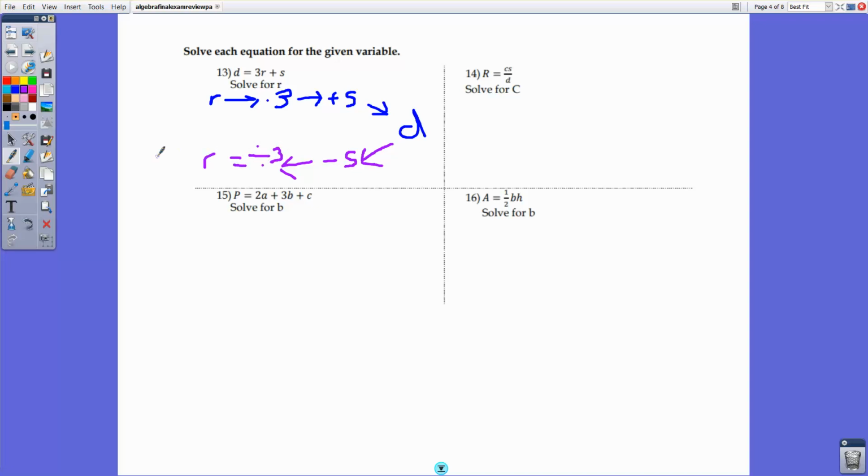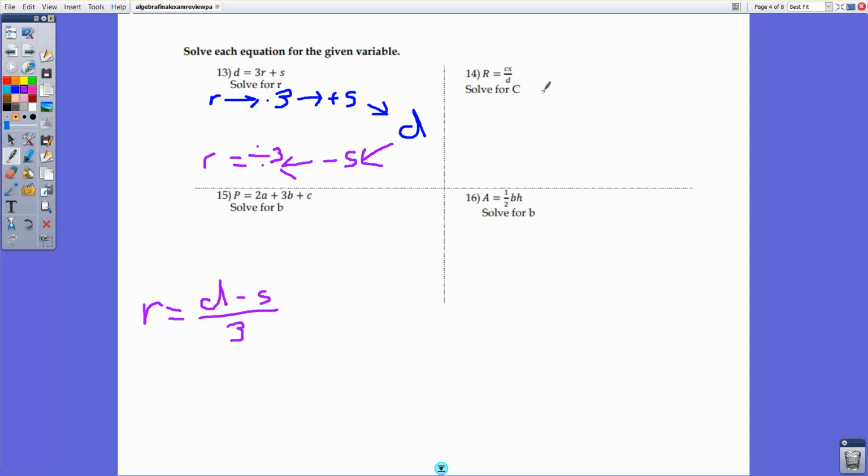So this means basically that if I want to write this as a formula, I would have to start with here, and then write all these steps in order, preserving the order to get that. Okay? So that means for number 13, R would equal D minus S, and then divide the whole thing by 3. And that's what that would look like.